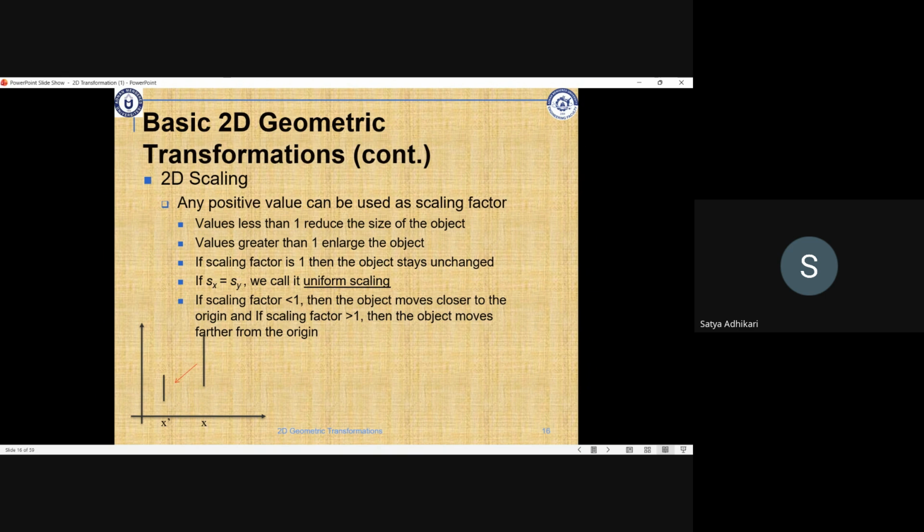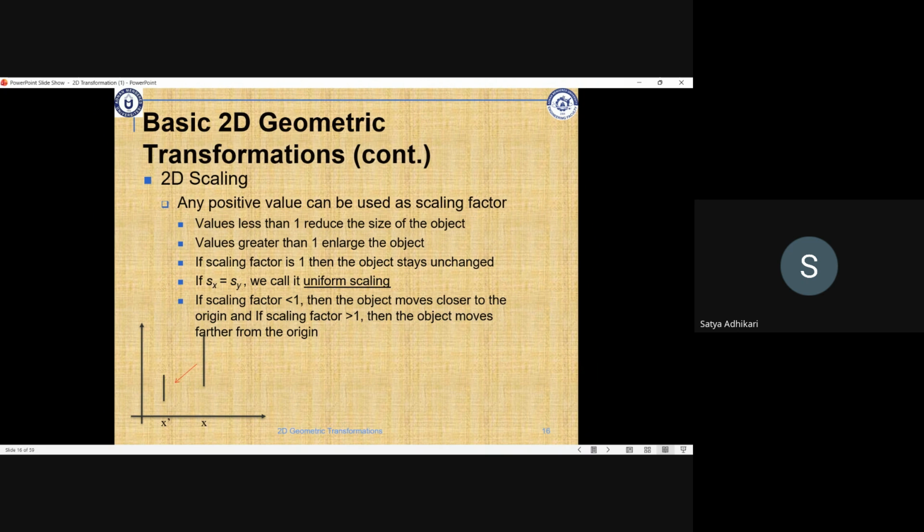What about the scaling factor? The size of the object, whether you are to increase or decrease the size, depends upon the scaling factor. Any positive value can be used as scaling factor, for example 1.2, 0.5, 0.75. The scaling factor is always positive. It is either greater than 1 or less than 1, but it is always greater than 0. Values less than 1 reduce the size of the object.